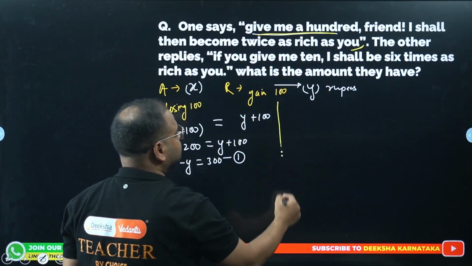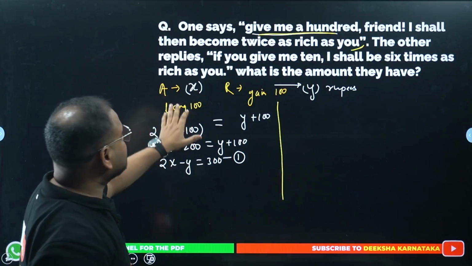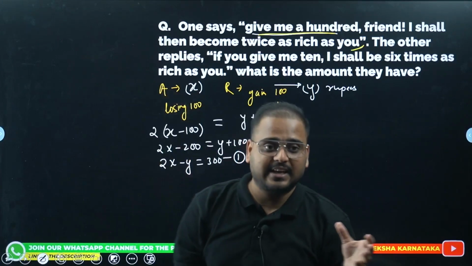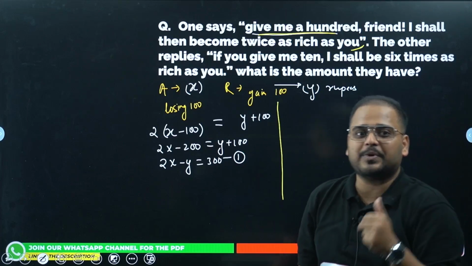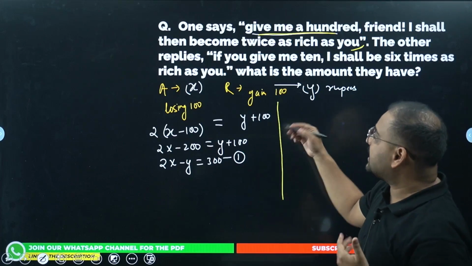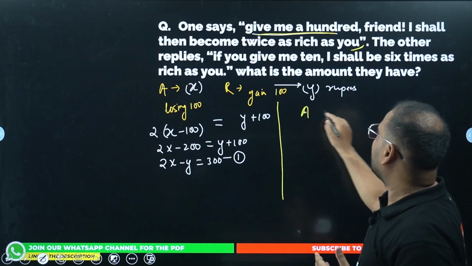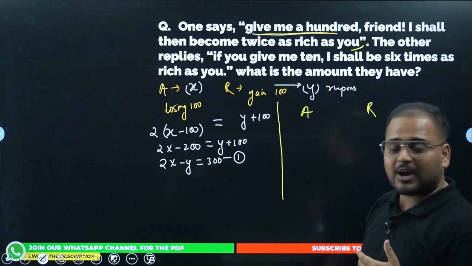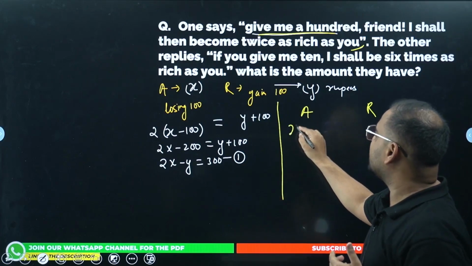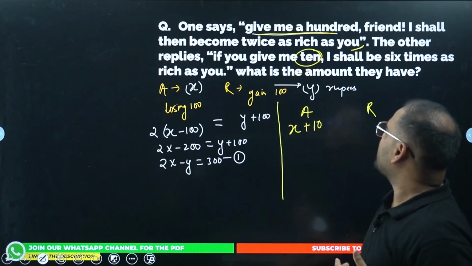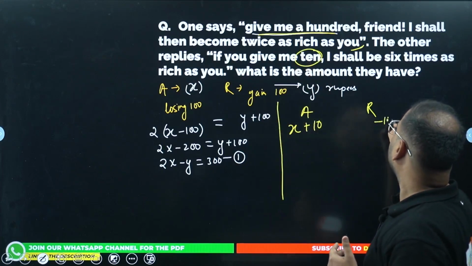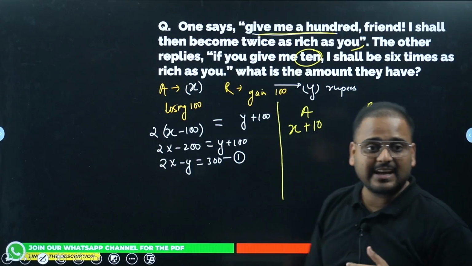Second part. Now it is Akash's turn. Akash is asking for 10 rupees from Ritu. In this situation, I take Akash and Ritu again. Who is gaining now? Akash is gaining 10 rupees, and Ritu is losing 10 rupees.